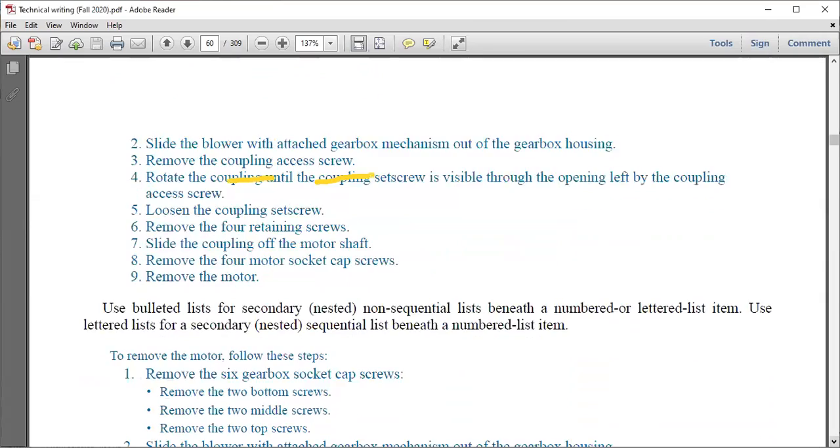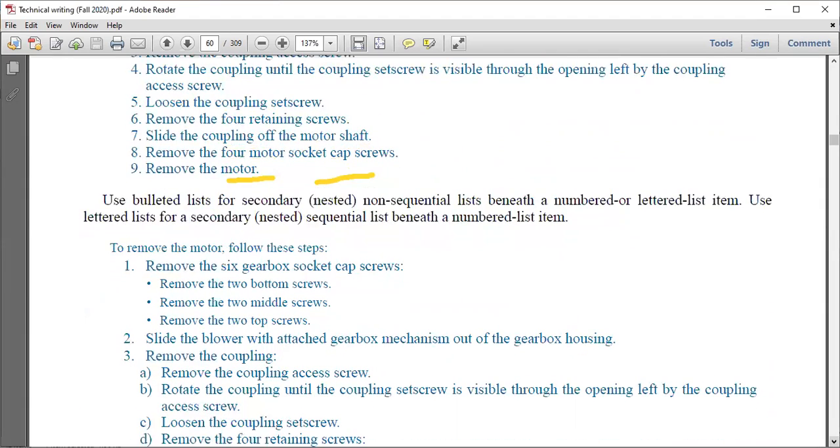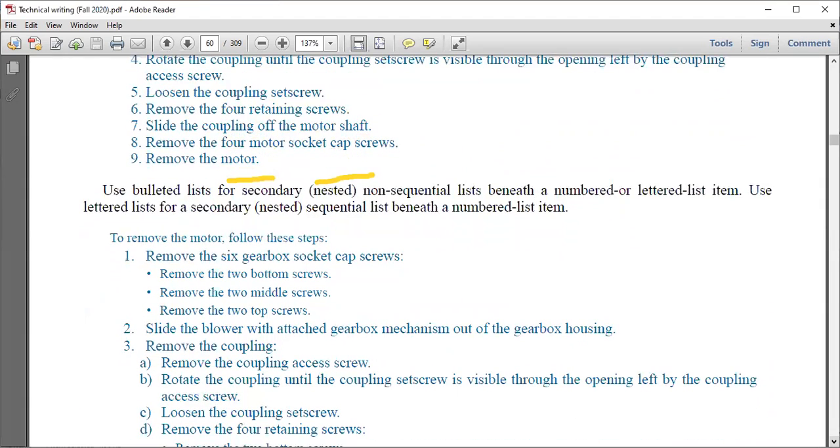right? Use bulleted list for secondary nested non-sequential list beneath a numbered or lettered list item. Use lettered list for secondary nested sequential list beneath a numbered list item. Now, what does that mean? It's pretty simple.